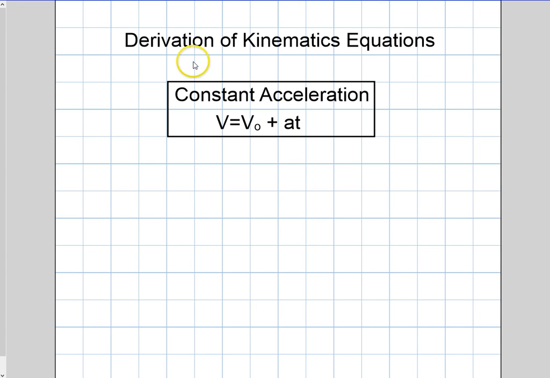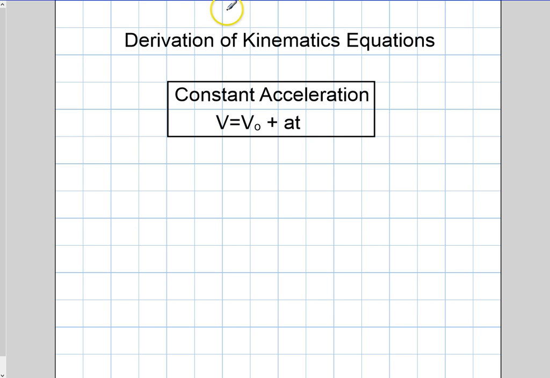Alright, welcome to this video on derivation of kinematics equations. In this video I'm going to talk to you about how to derive a basic equation when you have a constant acceleration. This is one of the most basic equations that you will deal with in terms of constant acceleration. It says that the final velocity is equal to the initial velocity plus acceleration times the time.